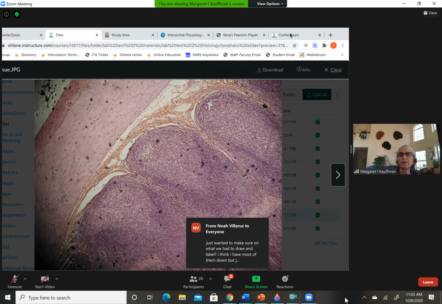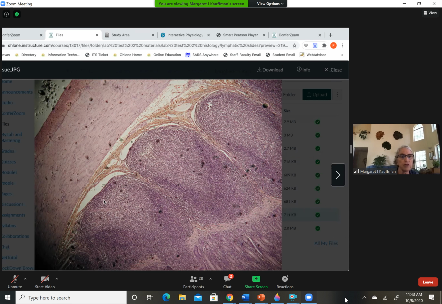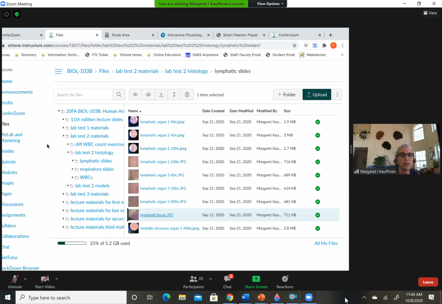All right, any other questions before I turn you guys loose? Just wanted to make sure what we had to draw and label. I think that's all listed for you in the study guide. So you're labeling germinal centers, cortex, medulla, venous sinuses, kind of the things that I just went through. So hopefully they're all in that study guide. If it's not, let me close this and make sure it's in the study guide.